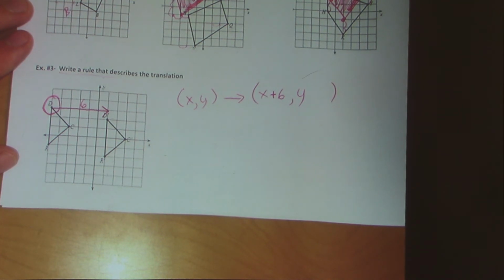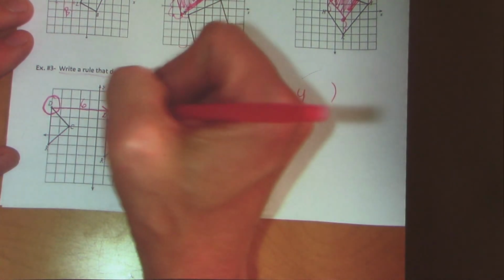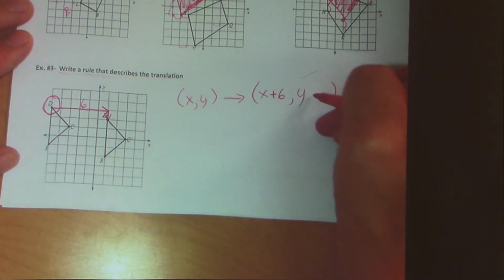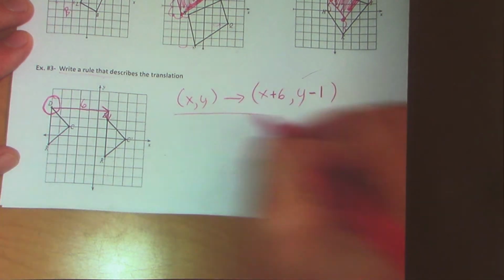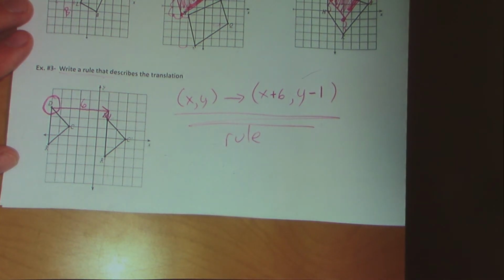What about, do we have to move up or down at all? Well, yeah, if we're going to go from D to D prime, we're not there yet. We've only moved 6 to the right. We still have to go down 1. Down is a negative direction, so we would put a -1 there. And this would represent your rule.